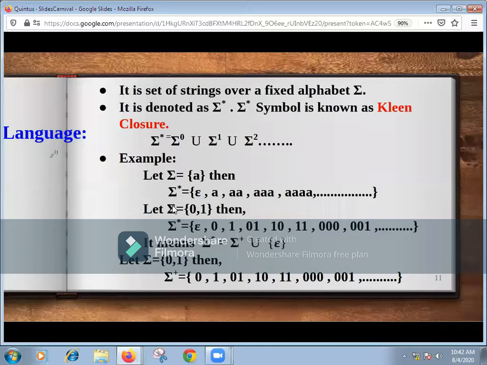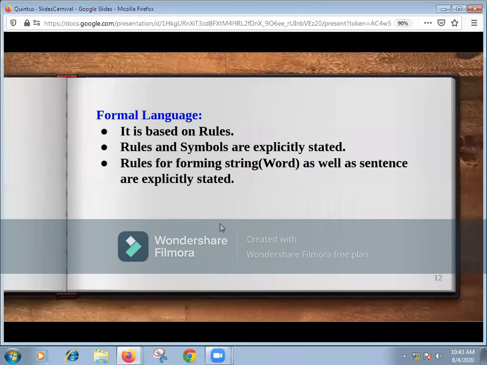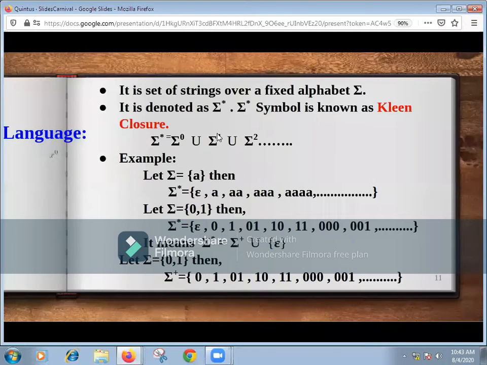If I say alphabet equals 0, 1, then what will alphabet closure be? First you have to consider alphabet raised to 0, length 0, which means epsilon, nothing, no string. Then the elements are 0 and 1. If we consider only a single element 0 or a single element 1, that is alphabet raised to 1, whose length is 1.